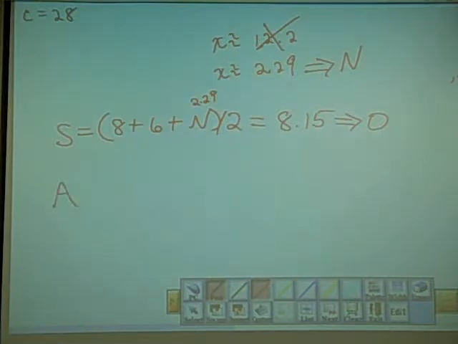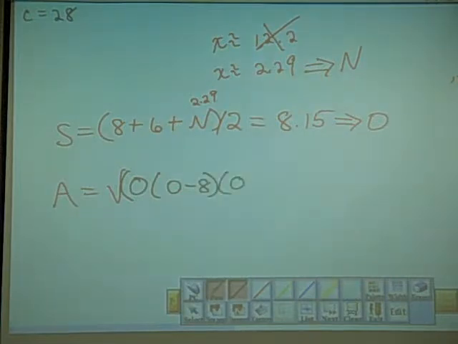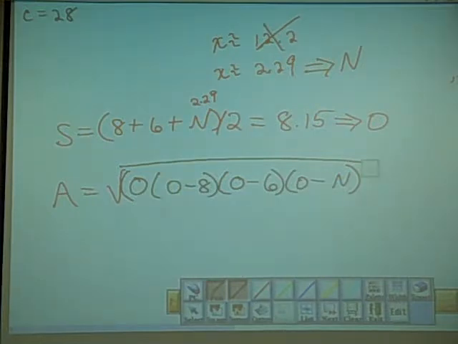So now our area is going to be the square root of O. We're going to put O for 8.15, open parentheses for that one, O minus 8 times O minus 6 times O minus, we used, the other side was 2.29, so that's going to be N. Apply the square root to that. Okay, so let's see what that looks like on the calculator.